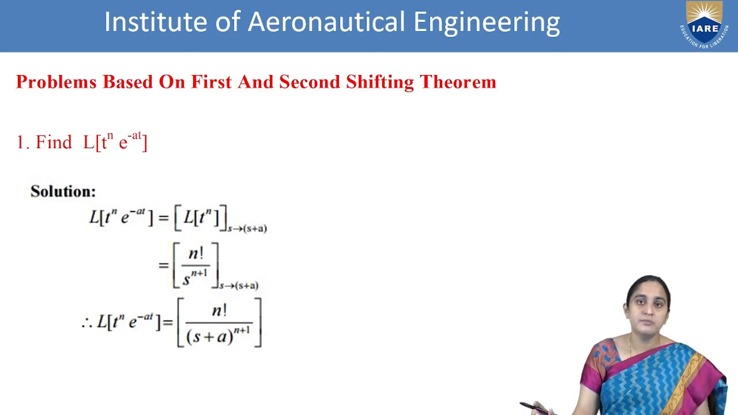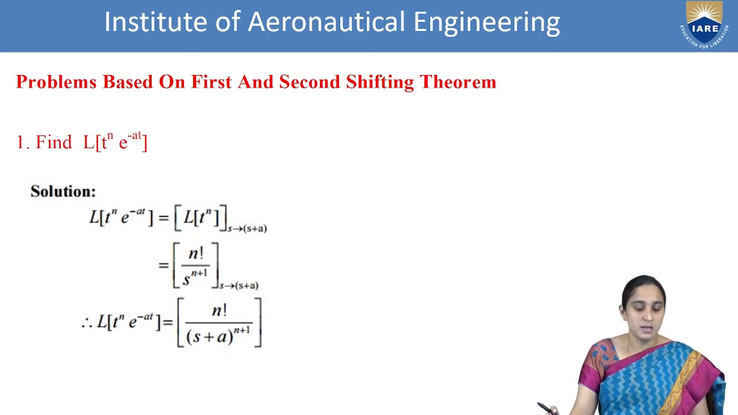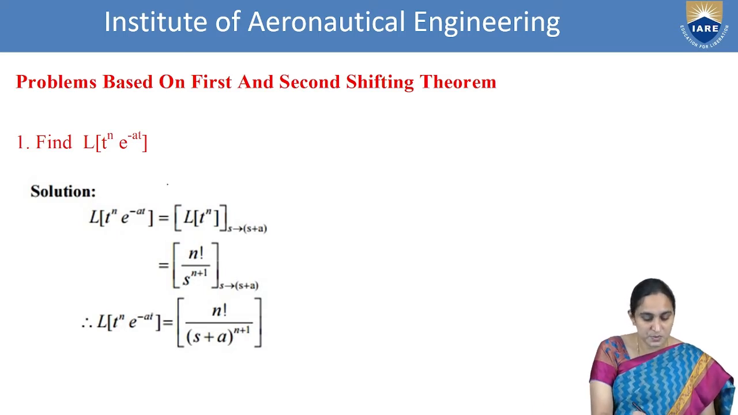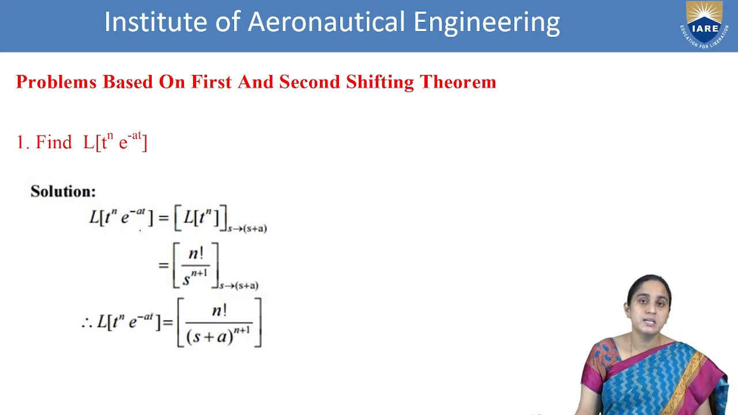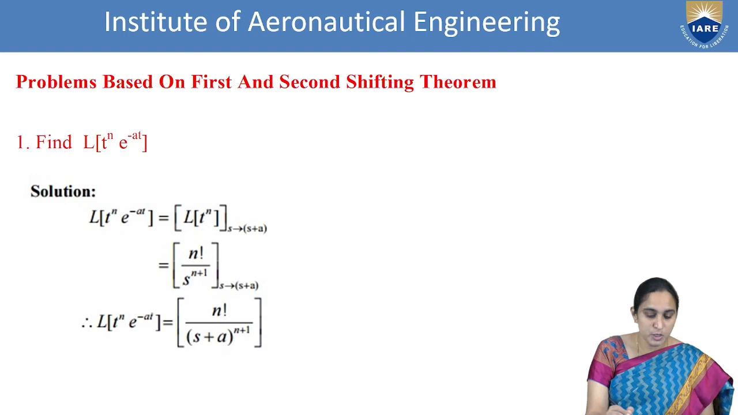Once you look directly at the question, the function is multiplied with an exponential. If any function is multiplied with the exponential function, then for that case directly apply the first shifting theorem. That's the main hint for applying the first shifting theorem. Here, t power n is multiplied with the exponential form e power minus at. For that case, by using the first shifting theorem, how will it convert?